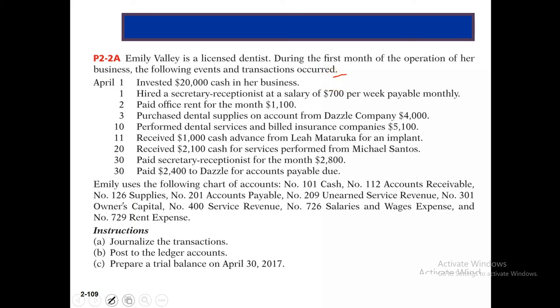So from the transactions, we need to follow some instructions. Instruction A, journalize the transactions. B, post to the ledger accounts. C, prepare a trial balance on April 30, 2017.